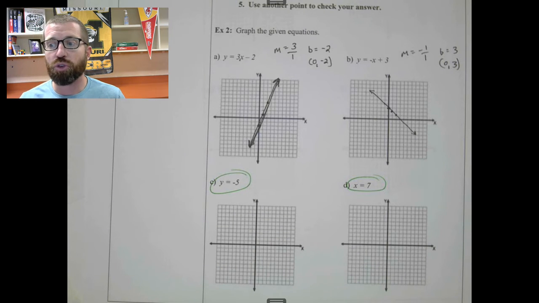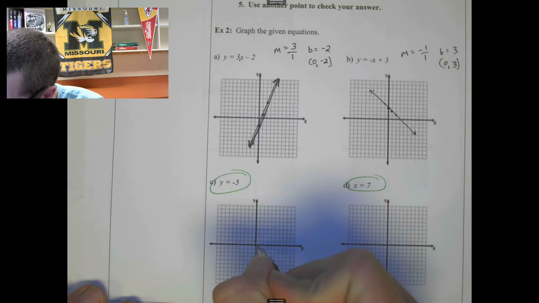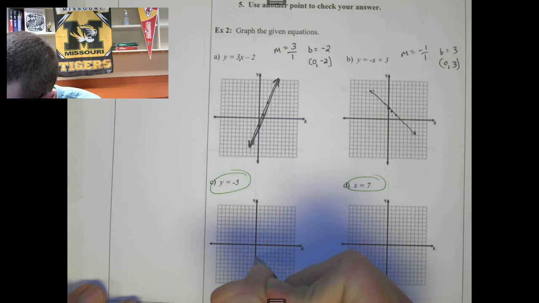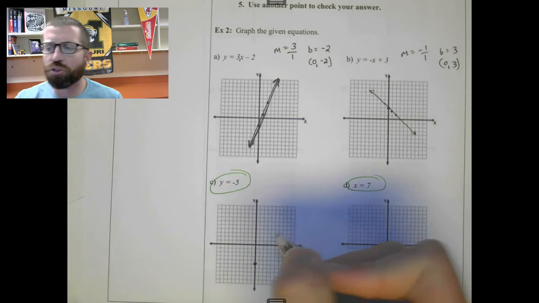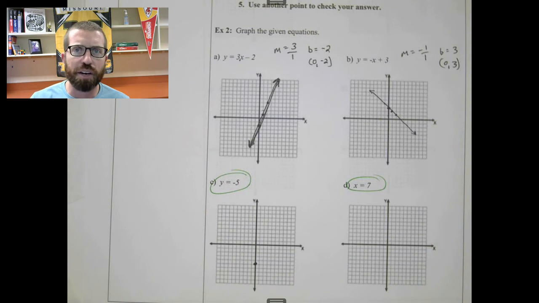Another way is to make a table. If you see this, think, I'm going to make a table. Or you can just think, okay, y is negative 5, and just find some points where y is negative 5. So y is negative 5. 1, 2, 3, 4, 5. Go down to negative 5 and put a point. And then I usually use the point negative 5, negative 5, right?